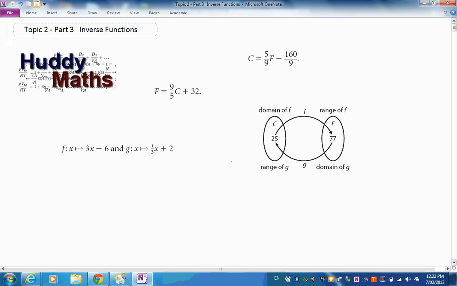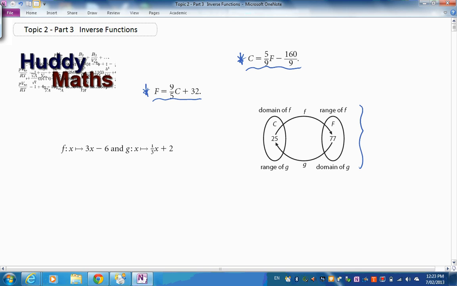Well, this is part 3 of our unit here, inverse functions, and this is using Pearson's textbook in chapter 2. And let's just have a look at some of the functions I've got here. They look very similar. One is sort of written backwards, isn't it? One is writing how to get Fahrenheit from Celsius, and then this is taking Celsius back to Fahrenheit. I wonder if you can see here that that's what's happening.